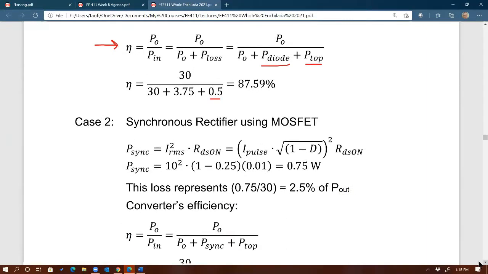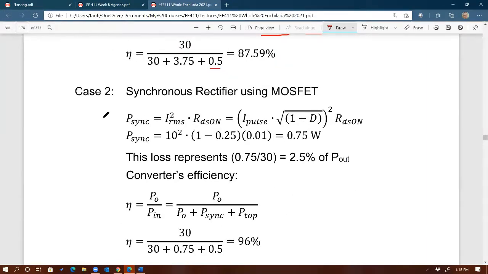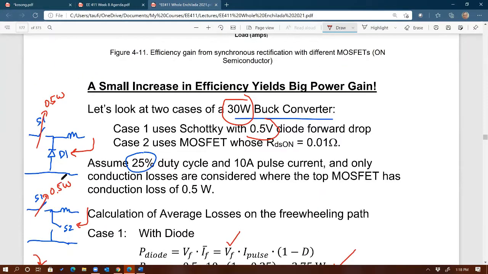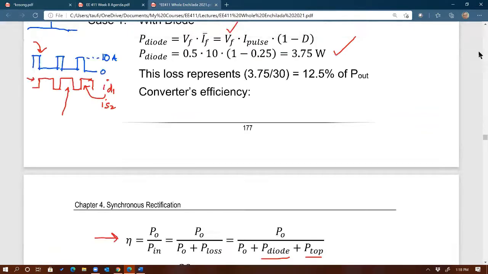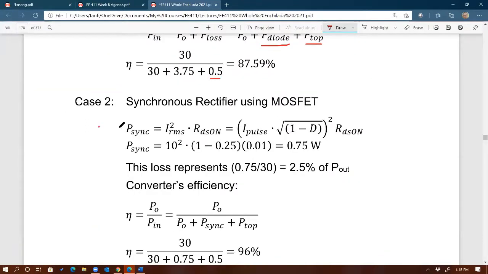Case number 2, I'm going to replace that diode with a MOSFET. And now the equation for finding the loss will be different. So imagine if I replace this diode with a MOSFET, then the equation to find the loss for that MOSFET will not be the same as this anymore. That's only for diode. So it has to be the loss equation for MOSFET, which is I square RMS times RDS on.